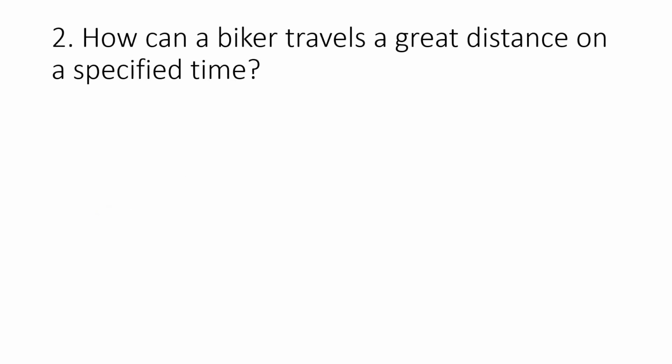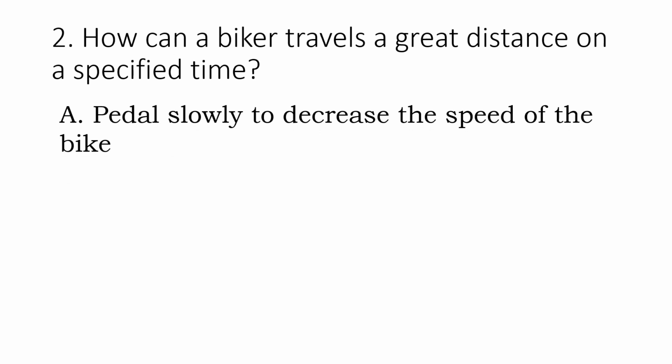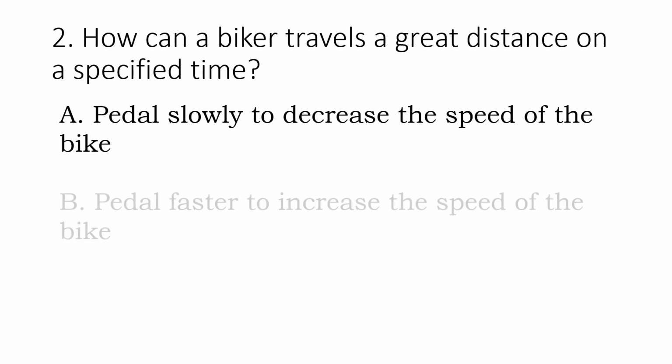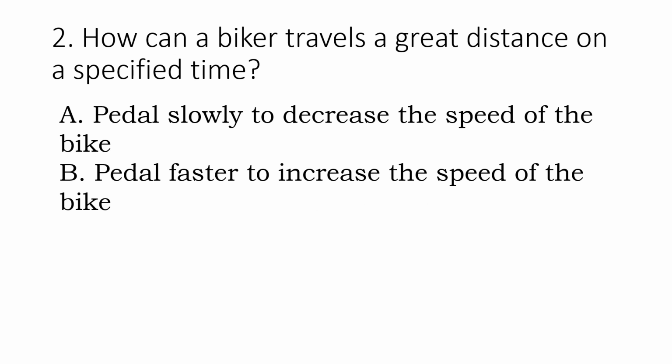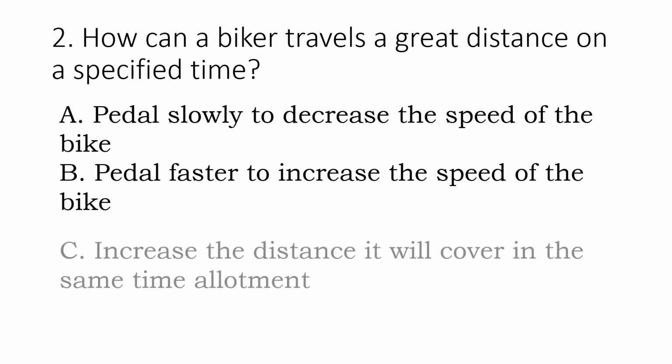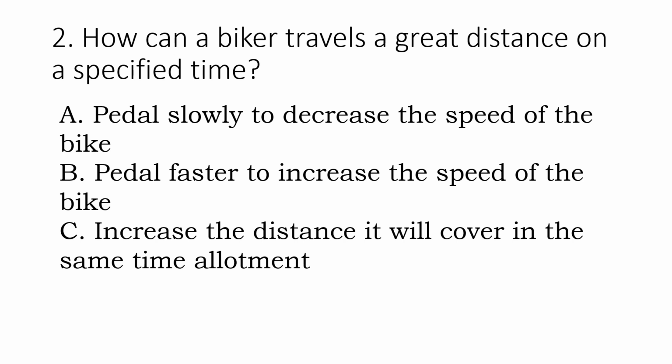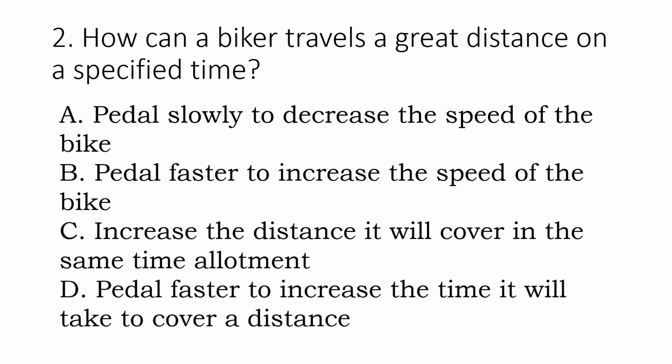For number 2, how can a biker travel a great distance in a specified time? A. Pedal slowly to decrease the speed of the bike. B. Pedal faster to increase the speed of the bike. C. Increase the distance it will cover in the same time allotment. And letter D. Pedal faster to increase the time it will take to cover a distance. Are you ready? The correct answer is letter B.